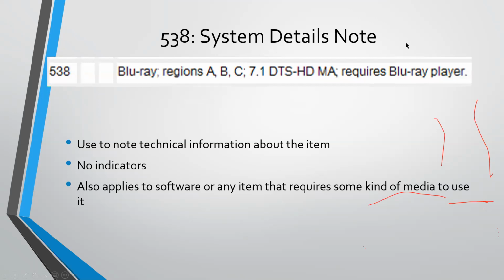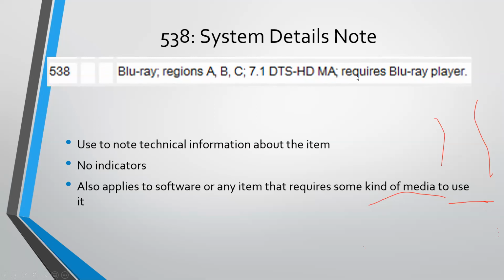All right. Like anything, there are lots of different kinds of note fields that can apply specifically. So this is basically this 538. This is a bit more plain text kind of note about the same kinds of things that are in things like the 344. You're adding, again, technical information about the item. It's Blu-ray, it's in these regions, it has this audio standard, and it requires a Blu-ray player.